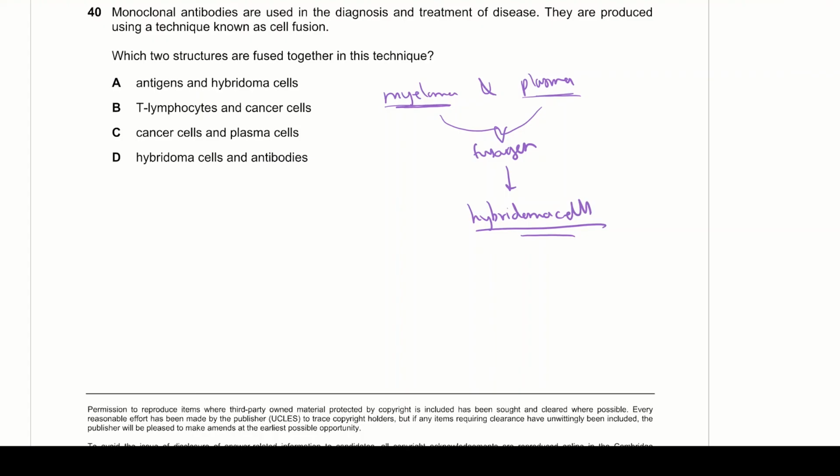So let's see the suggestions that we have here. A. Antigens and hybridoma cells. This is incorrect. B. T lymphocytes and cancer cells. This is incorrect. C. Cancer cells and plasma cells. This is correct because myeloma cells are also called cancer cells.